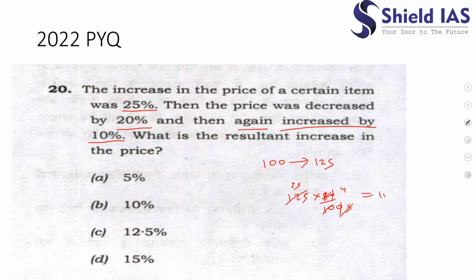25, right? It would become again 100. Yes, and again 10%, what has he done? Again increase by 10%. So then it would become 110. So the correct answer would be, the net price has been increased by how much? 10%. 100 to 110. Yes.